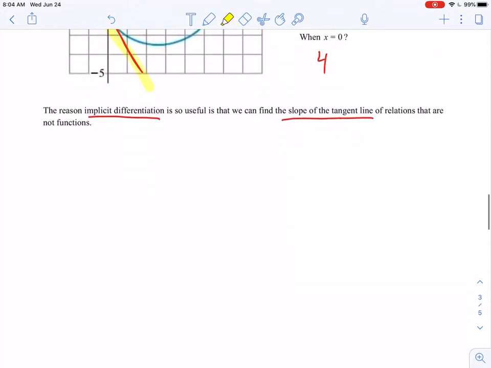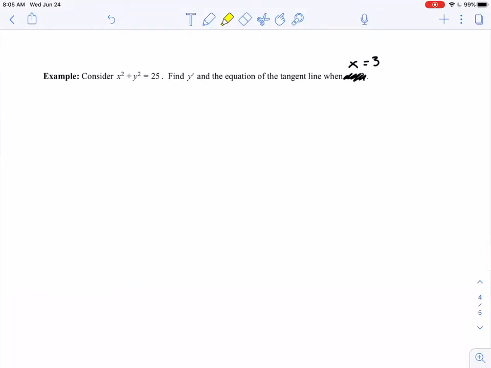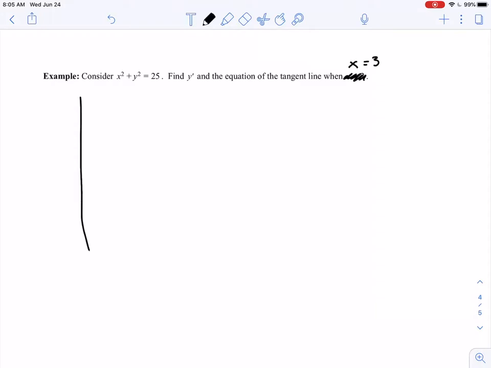So here's an example. I have the graph x squared plus y squared equals 25. I want to find y prime and the equation of the tangent line when x is equal to 3. So if you were to actually graph this function, what you would see is a circle centered at 0, 0 with a radius of 5. 1, 2, 3, 4, 5. You would see something that looks like this.